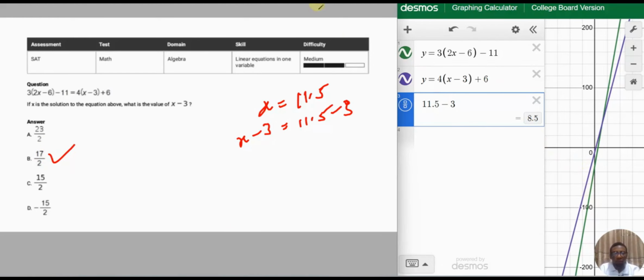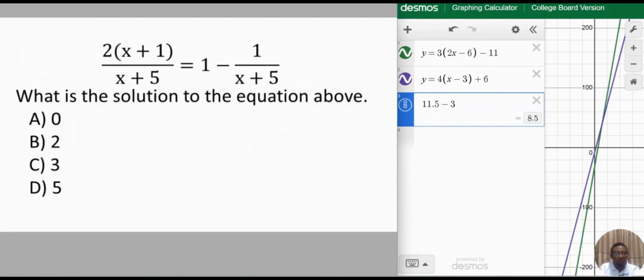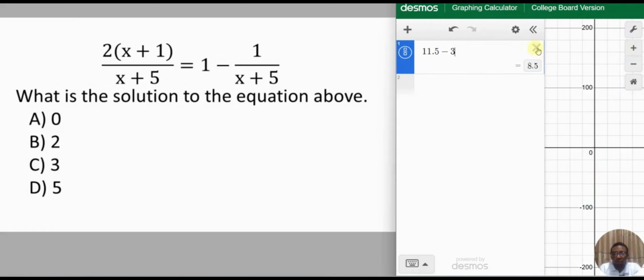So let's move on to the next question. The next question is a case of two rational polynomials. The first one I saw was a case of two linear equations. So the same thing, I'll use the same idea.